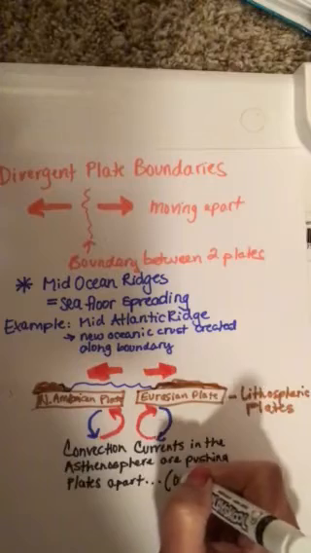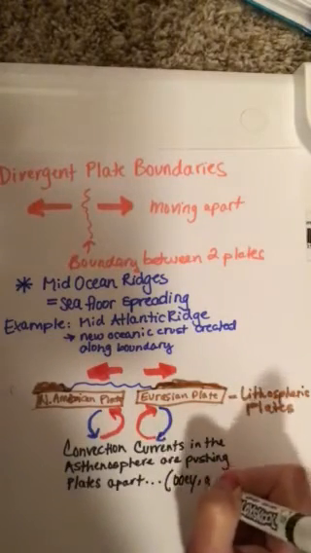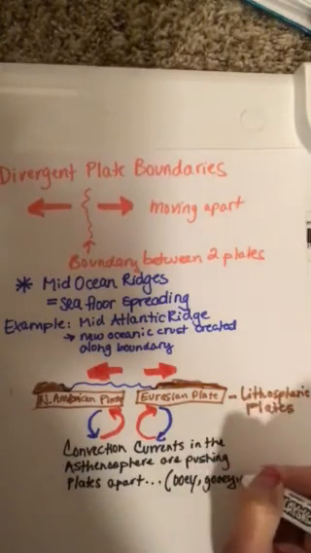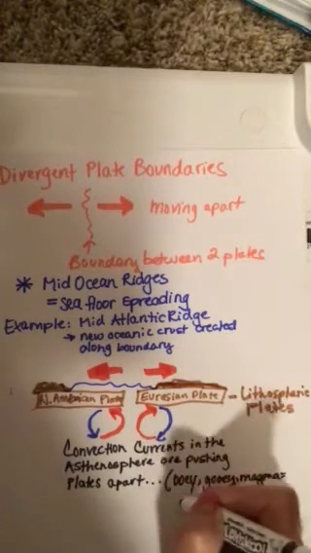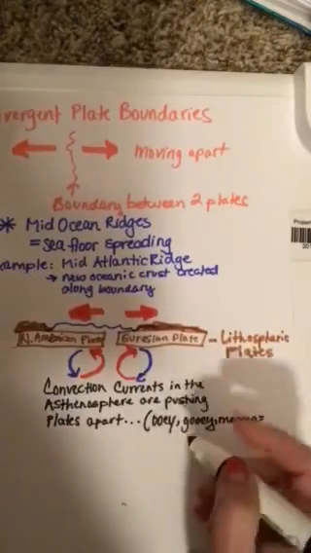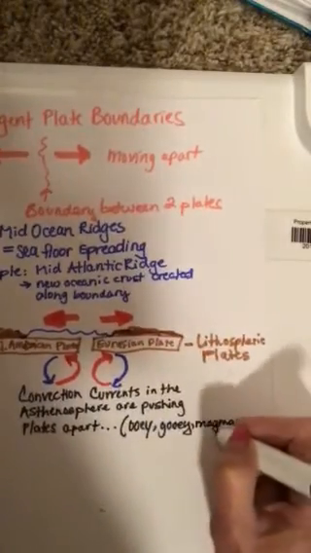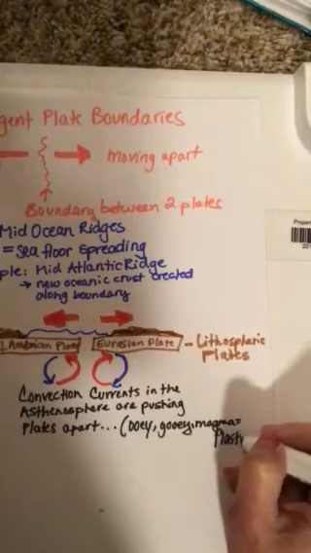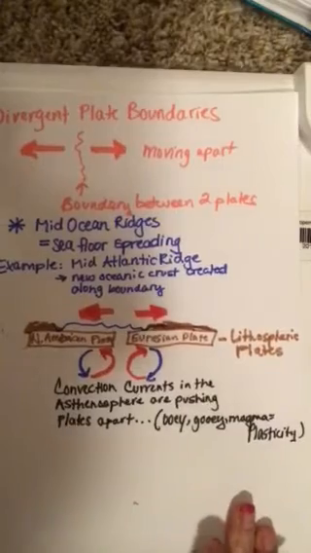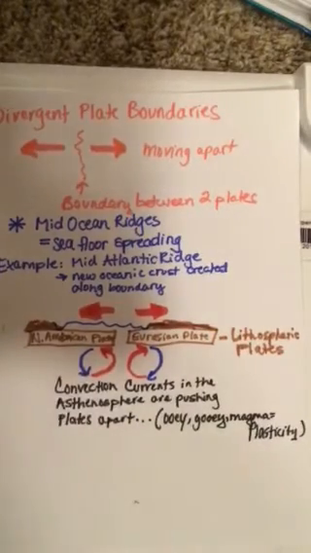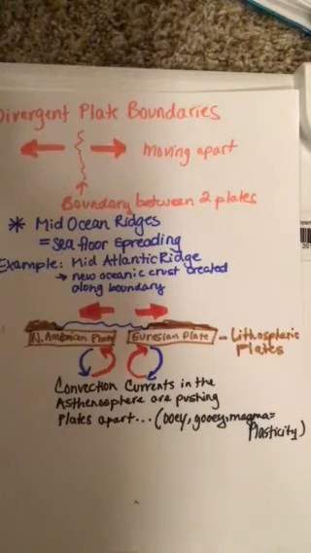Remember that in the asthenosphere you got that ooey gooey magma. Some people refer to this as plasticity. And all that means is it's ooey gooey magma. It's not a solid, it's not a liquid, it's kind of between the two, so it has a capacity to move just like a fluid, and that's why warm rises and cold sinks.